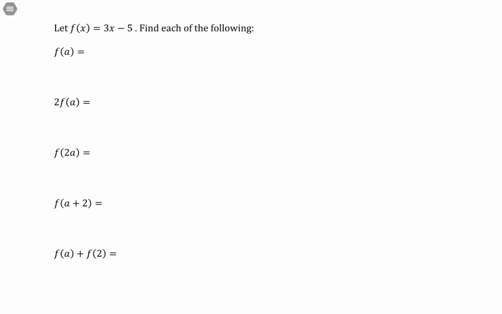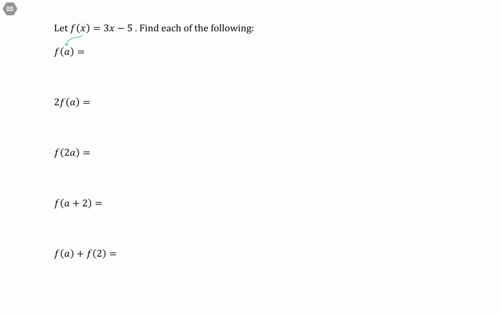Let f of x equal 3x minus 5. Find each of the following. F of a. Now this might look a little bit strange, but all I'm doing is replacing x with the variable a. And so the result is not going to be a number. And that's okay. It doesn't have to be a number. It can be another function.